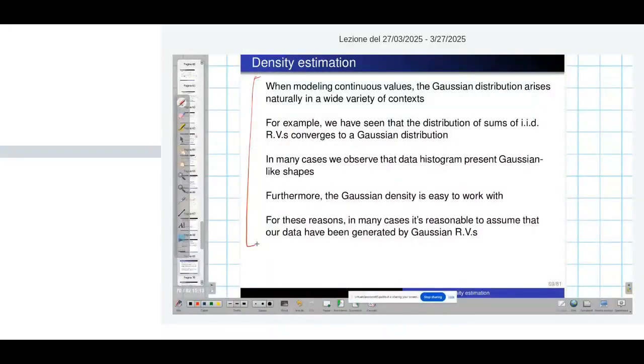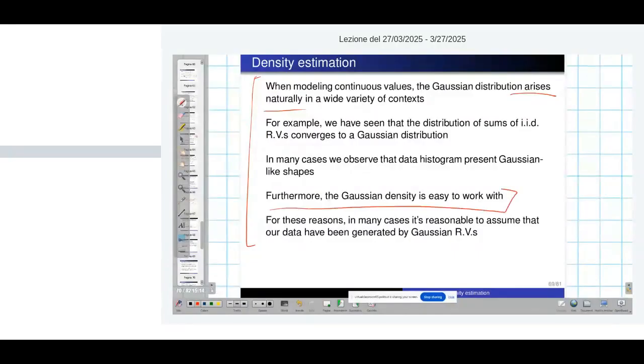Why do we consider Gaussian distributions? That's because they are distributions that appear in several cases. You have probably seen on several occasions that the Gaussian distribution can be used to give a good model of some data. There are reasons why the Gaussian distribution appears naturally in a wide number of use cases.